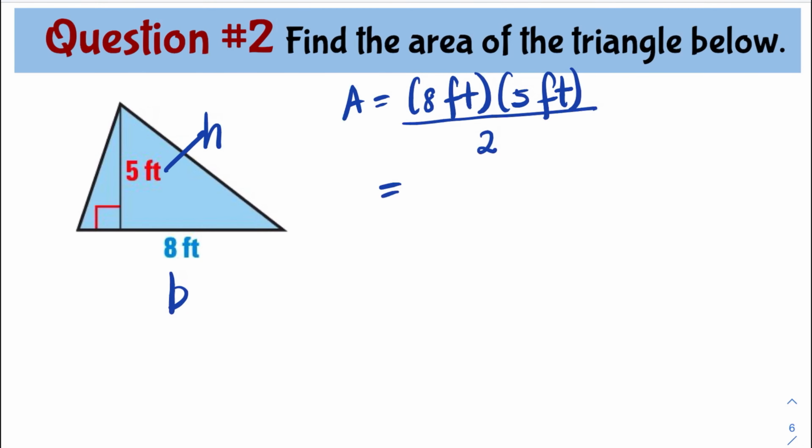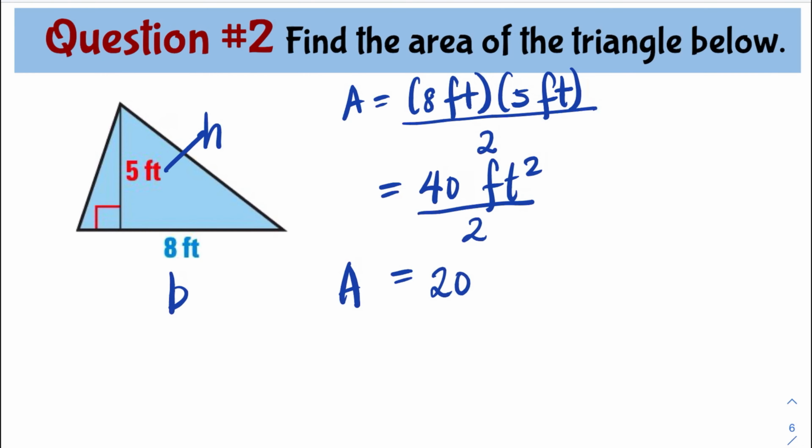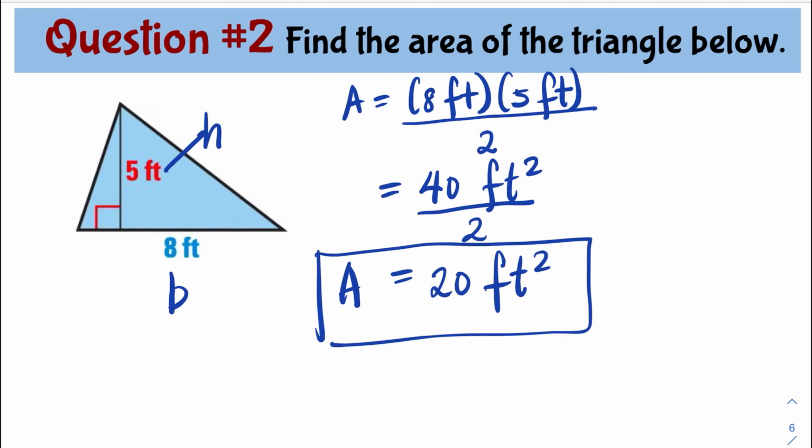So the area is 8 times 5, we have 40. Feet times feet is feet square, or that's square feet, divided by 2. The area of this triangle now is 40 divided by 2, 20. And then we have square feet. So the area is 20 square feet.